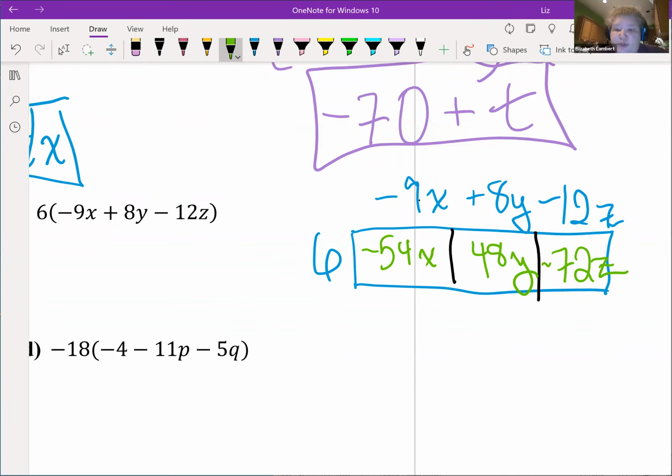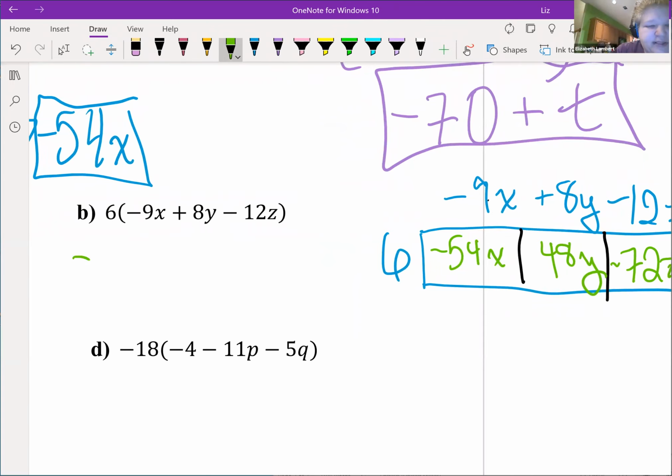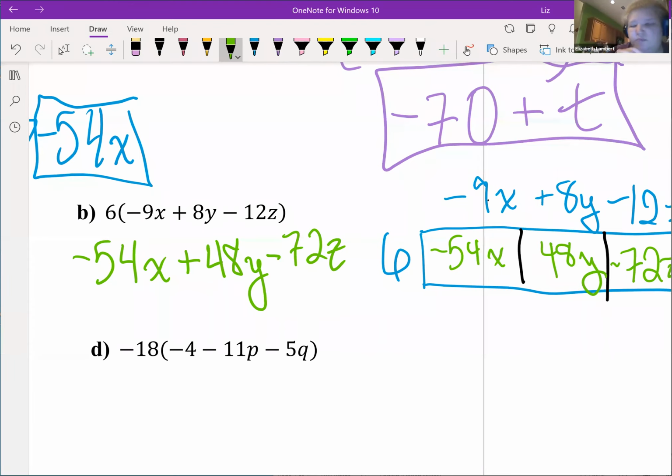But we do need to preserve what the operation was. So 48 is positive. You don't have to write the plus, but when you're going to write or type all 3 terms for your answer, you do need to see that plus in there. Otherwise, it's assumed to be multiplication. So our answer here is negative 54x plus 48y minus 72z. So that is what Alex would expect you to type in for this.